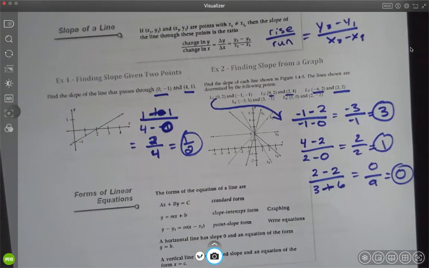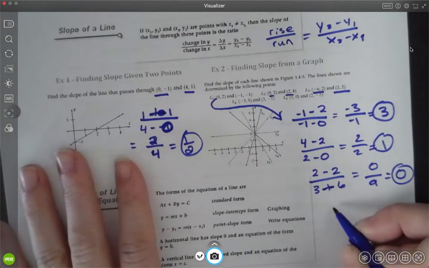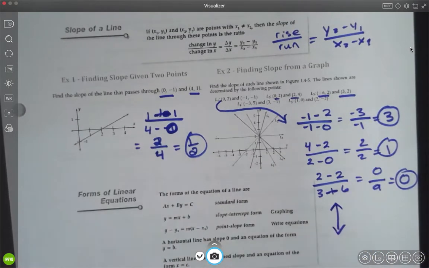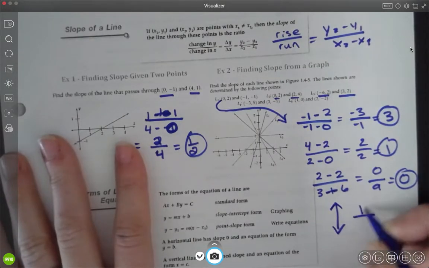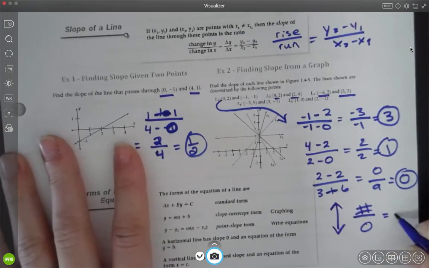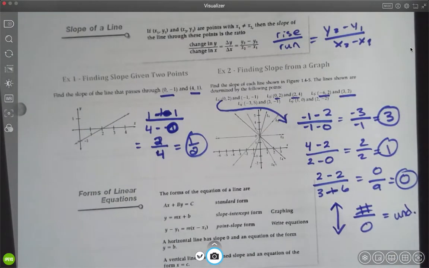What does he look like if he has a slope of 0? Well, all of them are straight lines. Which way? Horizontal. He has a horizontal line. Now, what is the slope of a line that goes up and down? If it's a vertical line, what's its slope? It would be like some number over 0 on the bottom, which is undefined. So an up and down line has undefined slope.